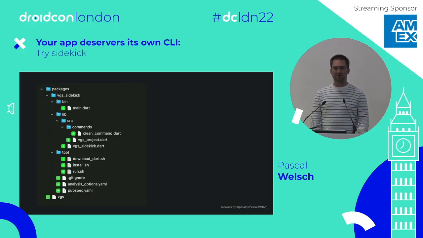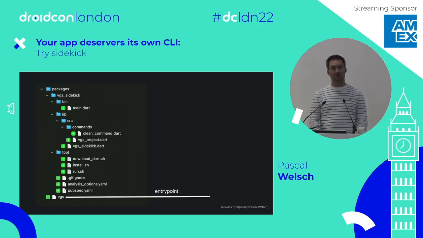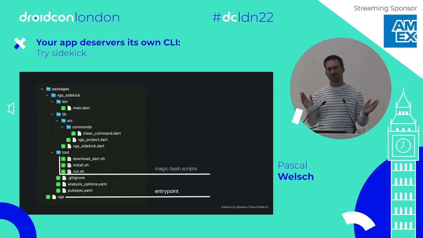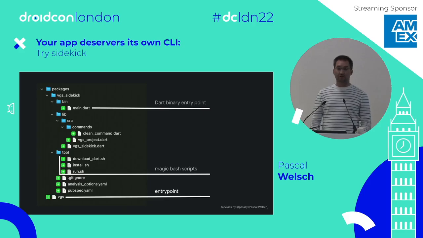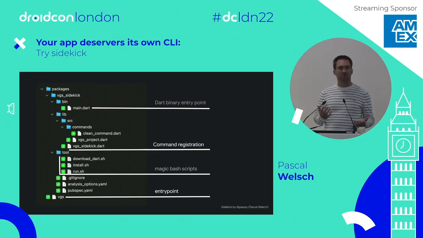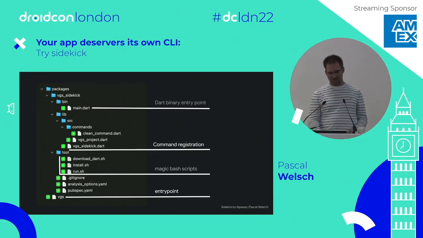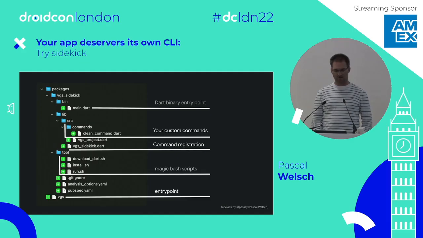This is the code that we actually generate. I want to quickly show you what's inside. We have our bash entry point, and it uses the magic bash scripts in the tools directory. This makes sure that the Flutter is downloaded, that the environment variables are correctly set, and that the paths are correctly resolved. And you can use the CLI basically from every directory on your system. The main Dart file is called from the Sidekick CLI, but it actually just forwards to the command registrations, where you register all your commands, and the commands are placed here in the commands folder.